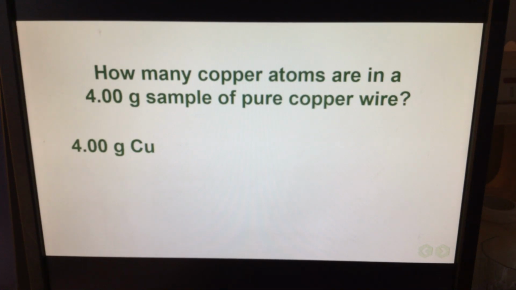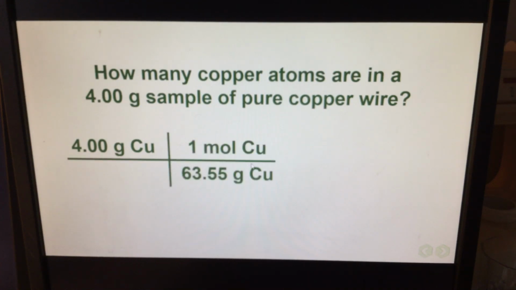All right, we're going to do one more. How many copper atoms are in a 4-gram sample of copper wire? All right, so it's asking how many atoms. So we need Avogadro's number. And of course, it's asking how many. So Avogadro's number is going on the top because it's asking about the atoms. It's telling us mass, so the mass goes on the bottom.